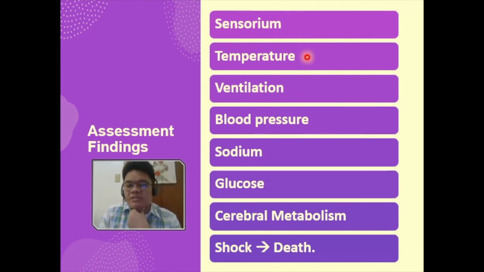Sensorium, class, would be decreased. Temperature would be decreased. Ventilation would be decreased in such a way that we might need to have a mechanical ventilator for the patient, okay, in positive pressure. The blood pressure would be decreased. Sodium and glucose have a tendency to be decreased. Then cerebral metabolism would also be decreased. Shock later on will occur. Okay, and then you will have death. Okay? Class, if you're talking about a patient with myxedema coma, okay, assume a patient admitted in the intensive care unit.